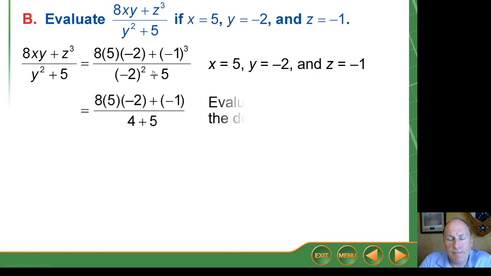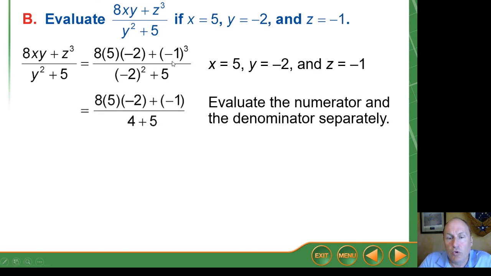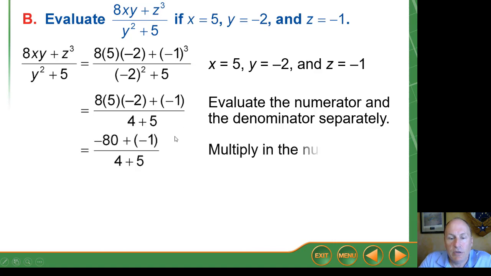Be careful with that. There's really no grouping here, so what we're going to do is look at any kind of exponentiation or powers. So we've got z to the third power and y to the second power. We're going to take care of those next. So -1 to the third power is -1, and -2 to the second power is 4. So that's where the -1 and the 4 come from.